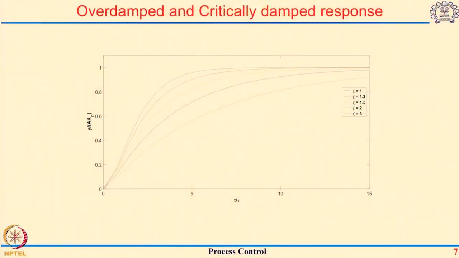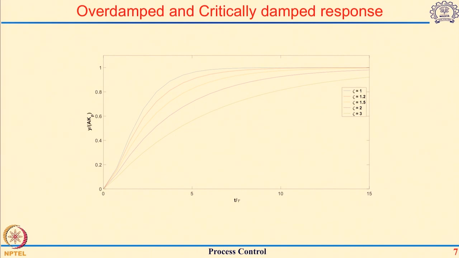So here are the responses when we are looking at either a critically damped or overdamped response, and you can see that as the damping coefficient becomes very large, the response becomes sluggish, or more and more slow compared to a critically damped response. A critically damped response would actually represent the fastest way to go from the original point to the final point and stay there.